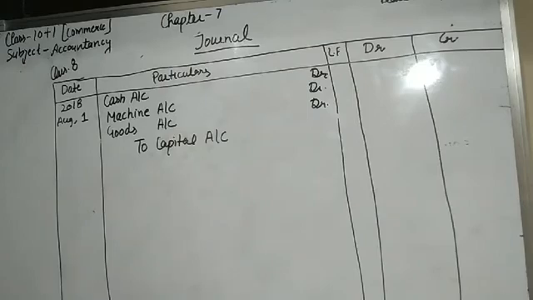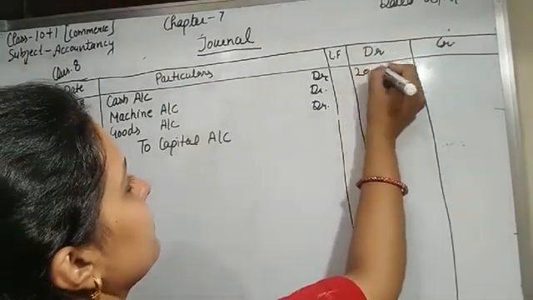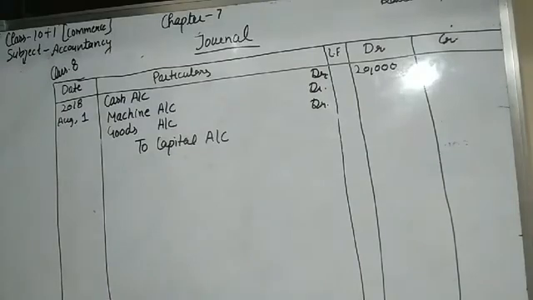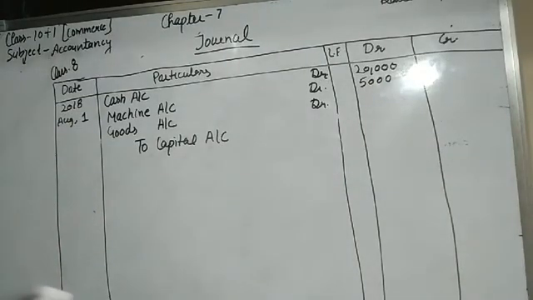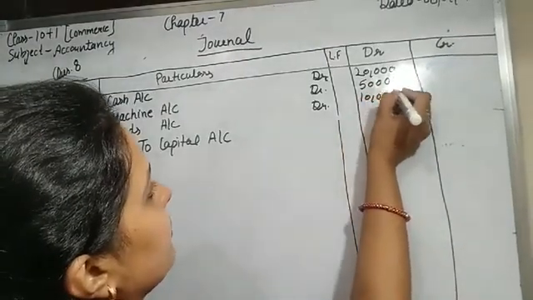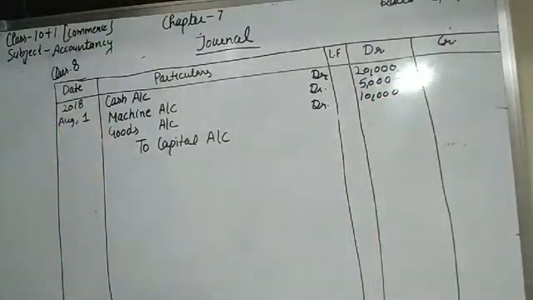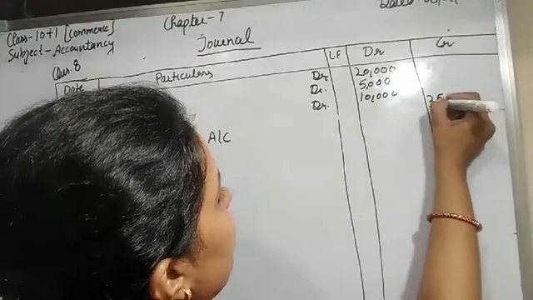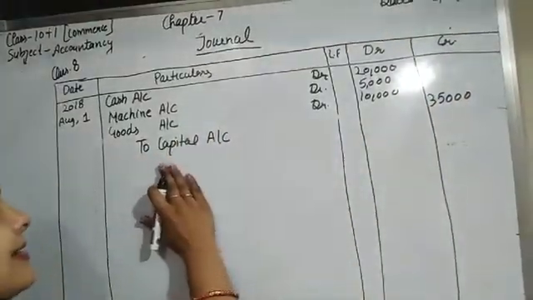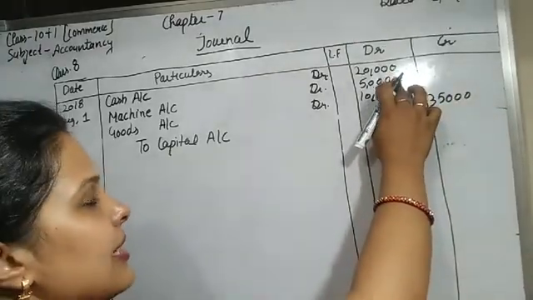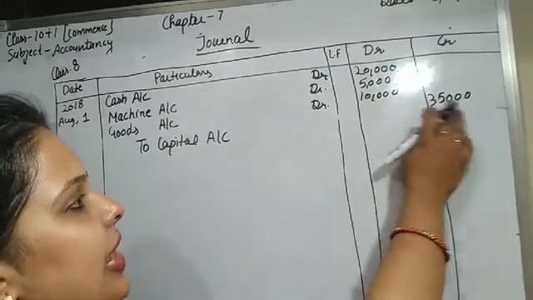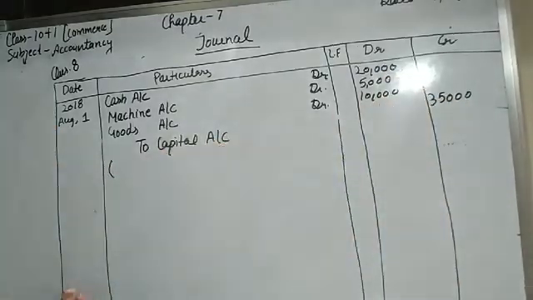So cash is introduced rupees 20,000. Machine is introduced of cost 5,000. And the value of goods is, students, rupees 10,000. So the total worth with which business is started is 35,000. So we should credit the capital account with 35,000. 20,000 plus 5,000, 25,000, and 25,000 plus 10,000, 35,000. Clear, students? So this is compound journal entry.